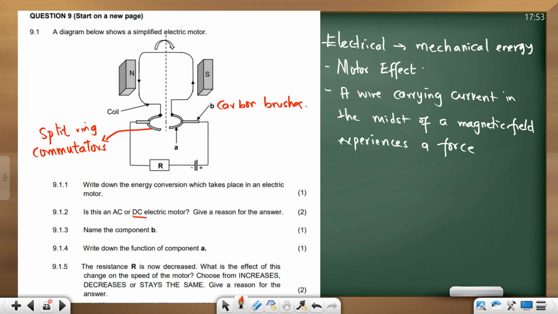It passes current from the external, in this case, to the internal, to the coil. So it passes what? Current from the external, because we have the battery, or from the battery to the coil. If it was a generator, it would be from the coil to the external.